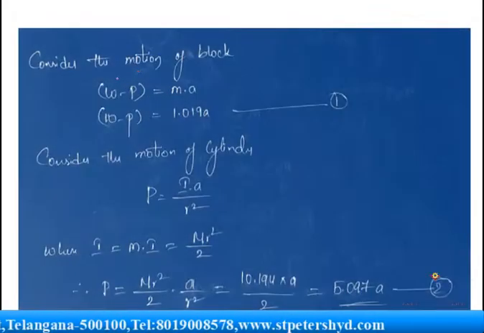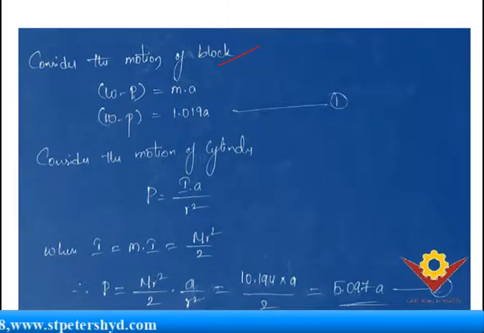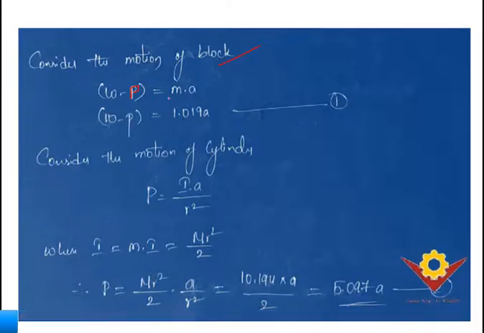Now first consider the motion of the block. Here we have the weight minus the effort, or the force which is acting, and that equals ma. So for the motion of the block, weight minus effort equals ma. The mass is 1.019, and a is your acceleration. Make this equation 1. This is the motion of the block.